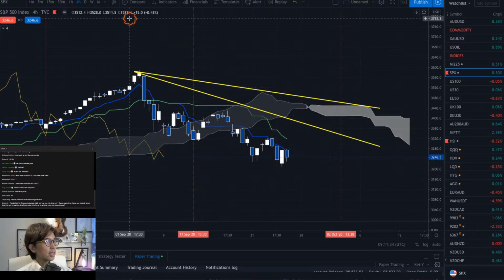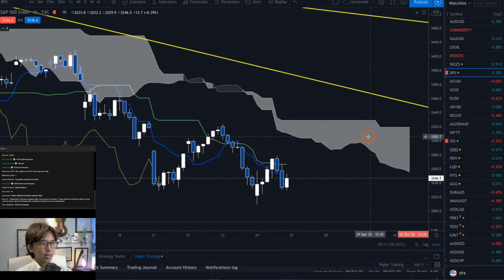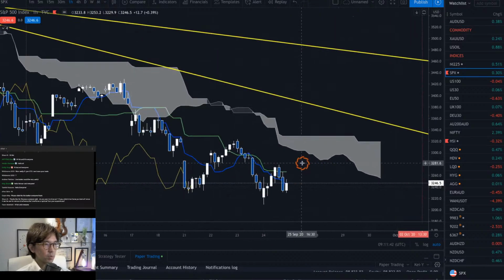So let's take a look at the 1-hour chart. On this 1-hour chart, we can see that the Kumo has also been moving down. Senkou Span B is flat, but Senkou Span A is down. And if you look at the Kijun Sen, this is flat right now. So we have to wait for the Kijun Sen to move down and look for the next sell chance.